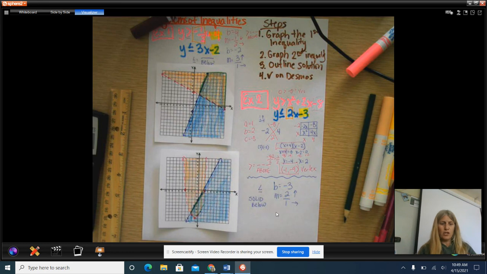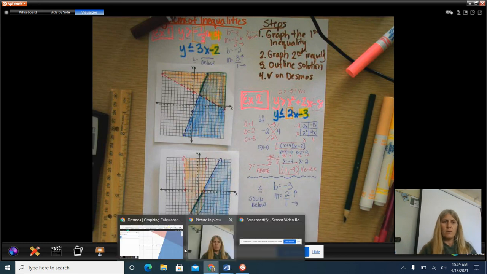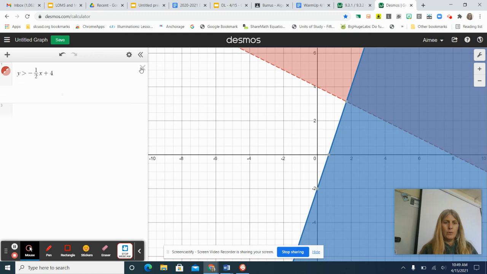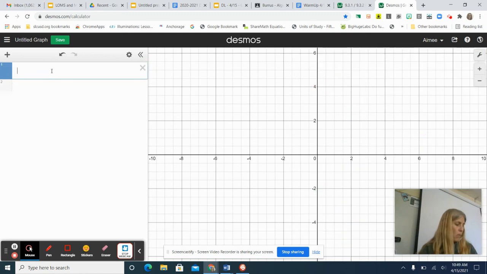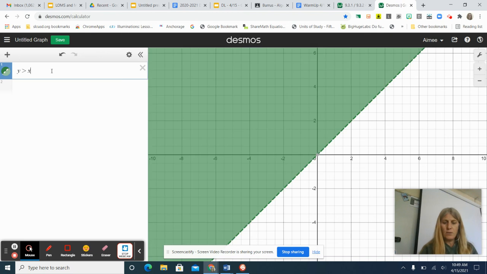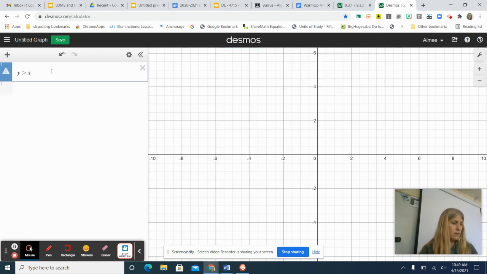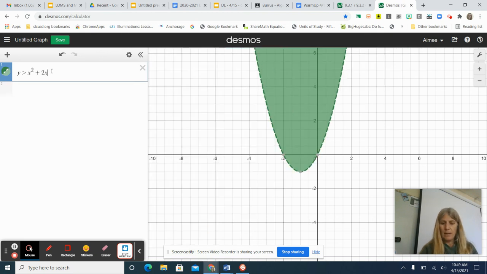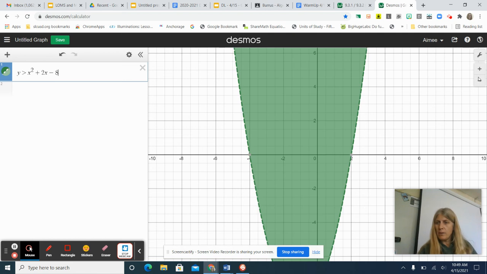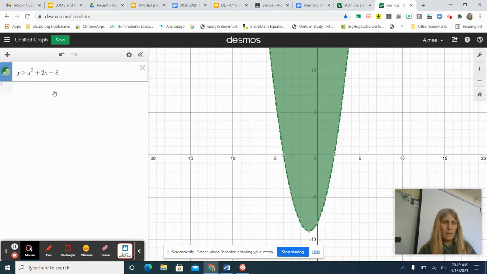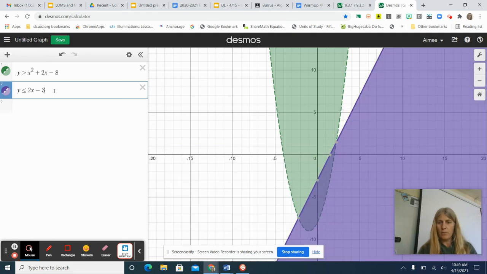We're going to finish up by checking on Desmos that we did that correctly. So our parabola was y is greater than x squared plus 2x minus 8. Go so we can see the whole thing there. And our line was y is less than, and once again, once you have that less than, press the equal sign, it'll go underneath, 2x minus 3.